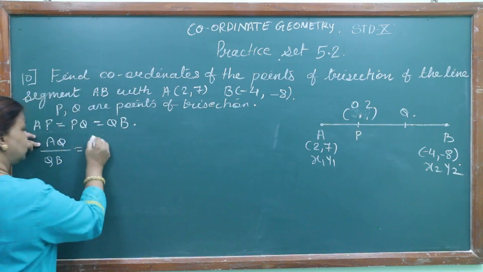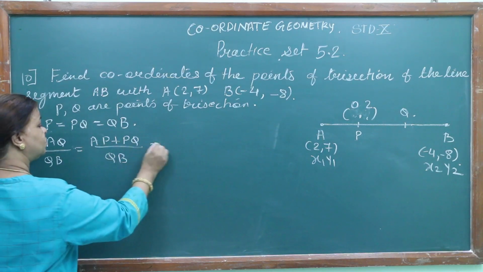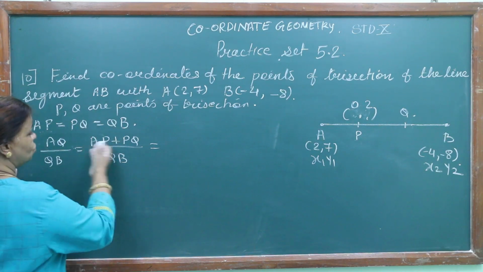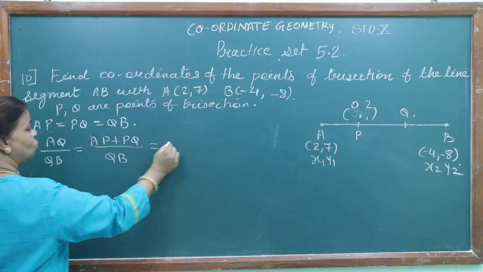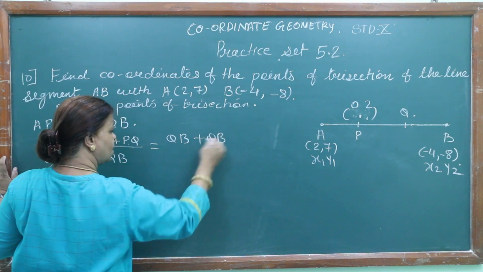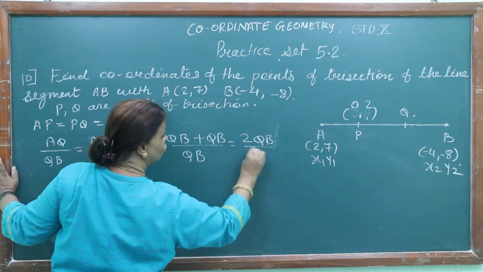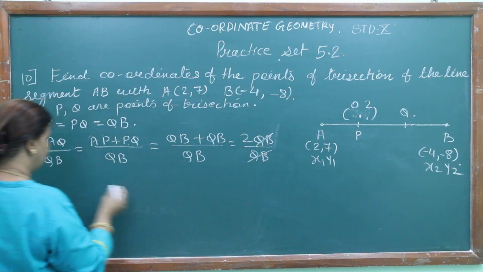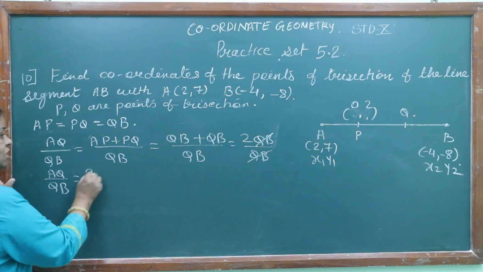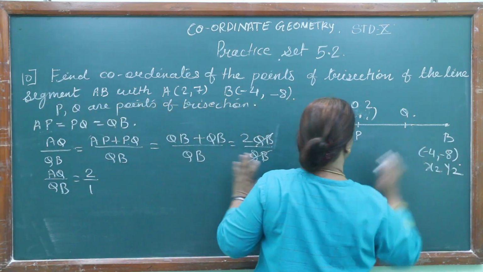AQ upon QB is equal to AP plus PQ upon QB. Now AP is equal to QB, PQ is also equal to QB. So we can write in place of AP as QB, PQ as QB, so QB plus QB upon QB. Now that would be 2 times QB upon QB. QB cancels and we get AQ upon QB as 2 upon 1. So point Q is dividing the line in the ratio 2:1.